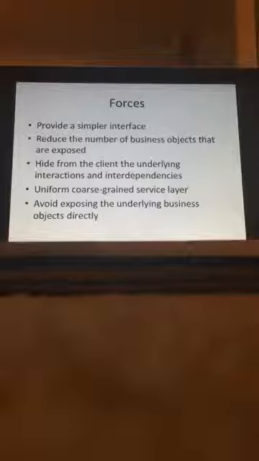We want to hide from the client the underlying interactions and interdependencies between business components. This provides better manageability, centralization of interactions, greater flexibility, and a greater ability to cope with changes. We also want to provide a uniform, coarse-grained service layer to separate the business object implementation from the business service abstraction. And we want to avoid exposing the underlying business objects directly to the client, to keep tight coupling between the two tiers to a minimum.